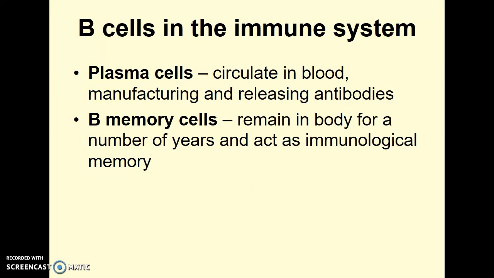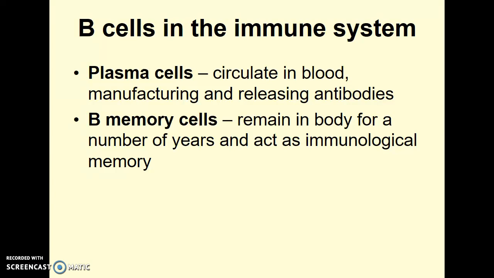So let's look in more depth at the role of each of the B cells. Plasma cells will circulate in the blood once they've been activated, and they are just going to manufacture and release antibodies. So there's going to be a massive amount of protein synthesis going on, lots of mitochondria expected, lots of vesicles, Golgi apparatus, and the endoplasmic reticulum that we referred to earlier.